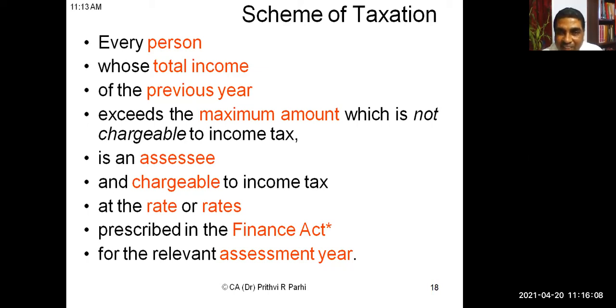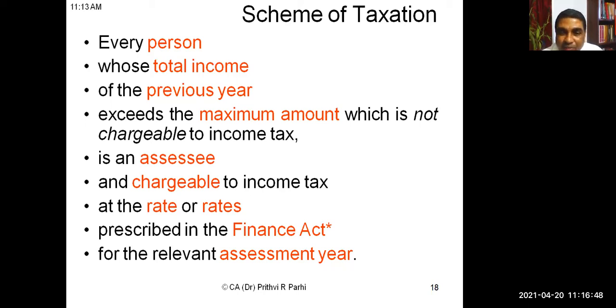We have already seen it in tax calculators. You can try it at home. Put different figures, you can see when your tax liability starts for different kinds of persons. So we need to know what is the maximum amount which is not chargeable to income tax, and that person will be called an assessee. And once someone is an assessee, he is chargeable to income tax at the rate or rates which are prescribed in the Finance Act. So we need to learn what is the rate or rates prescribed in the Finance Act, because tax will be levied at that rate. We can also think if you can change the rate by doing something.